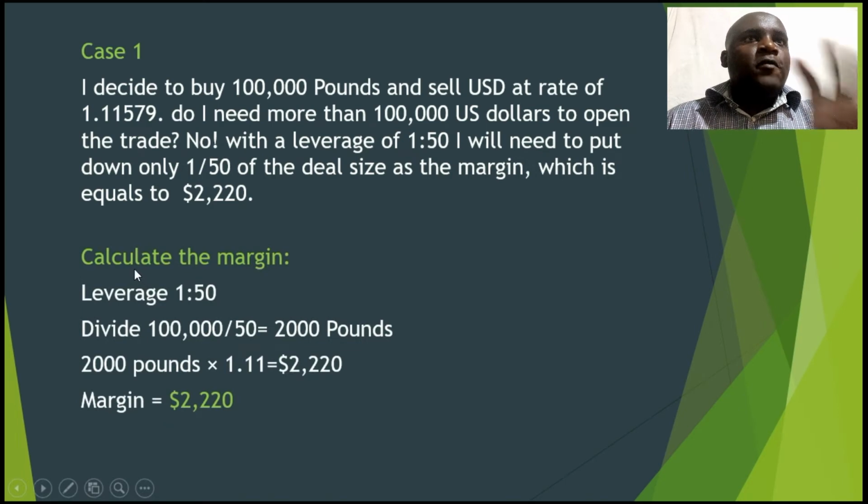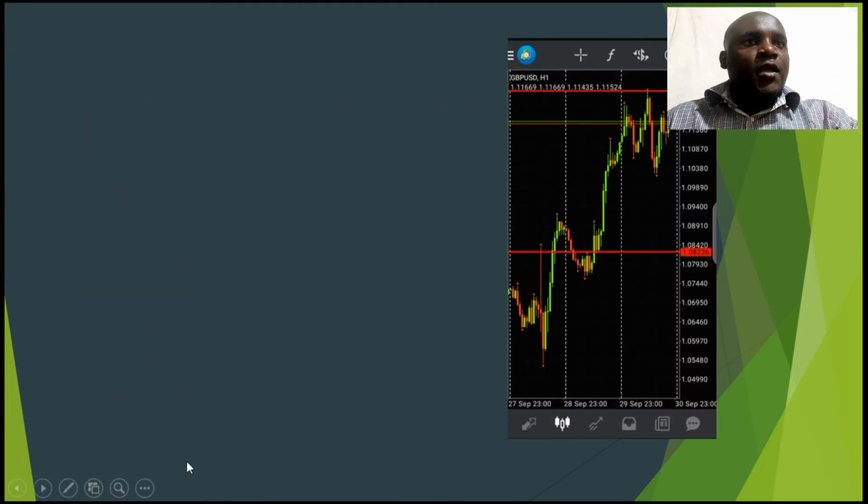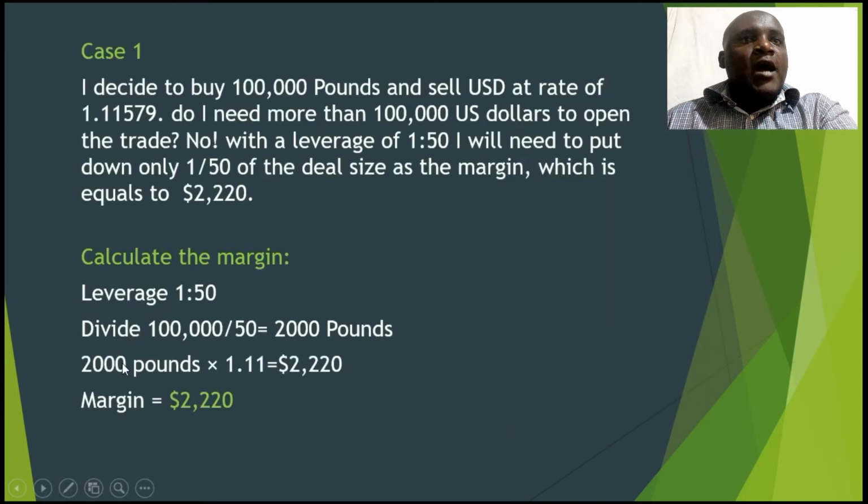So this is how I calculated. What is the margin? If I want to open this trade, what is the initial deposit that I should deposit? The initial money that I should deposit. I'm going to start with the standard unit lot divided by 50, which is the leverage. It's going to give me 2,000 pounds. Then 2,000 pounds times the current price at which I'm buying this currency, so it is 1.11. It's going to give me $2,220.